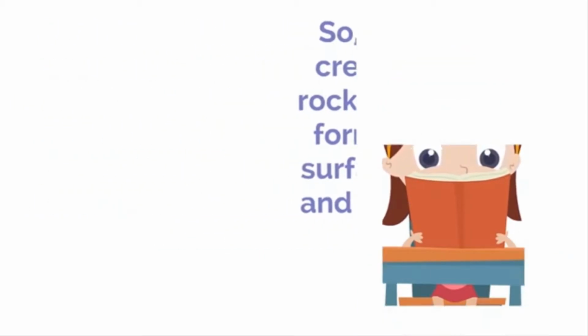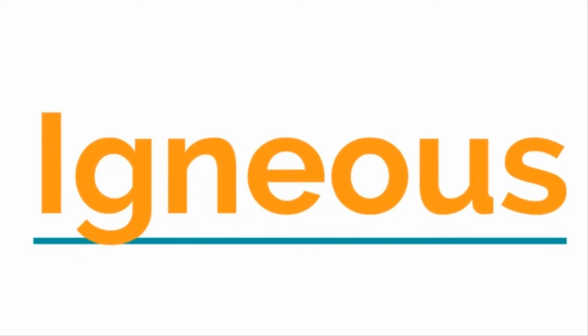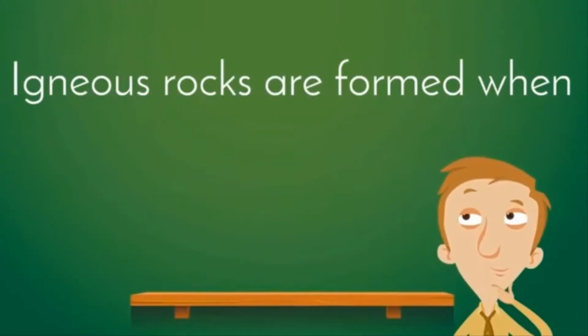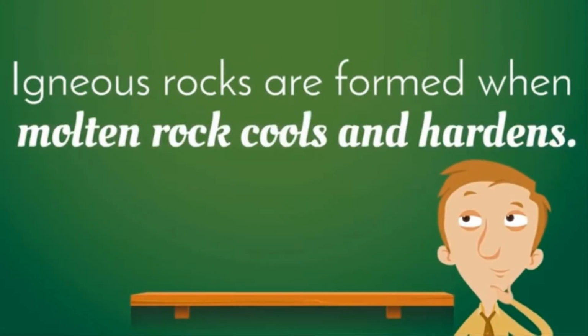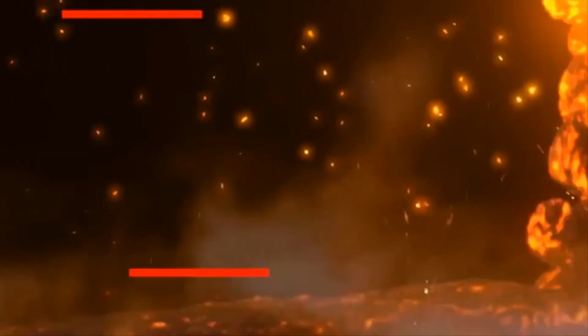All right, now we've come to our final rock category, igneous. This is really interesting. Igneous rocks are formed when molten rock cools and hardens. You might be wondering, what does molten rock mean? What is molten rock? Well, this is molten rock.